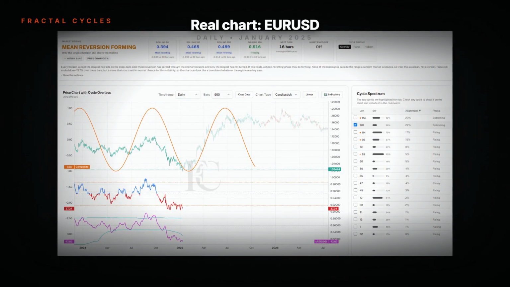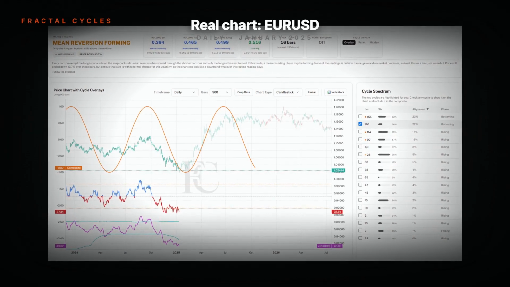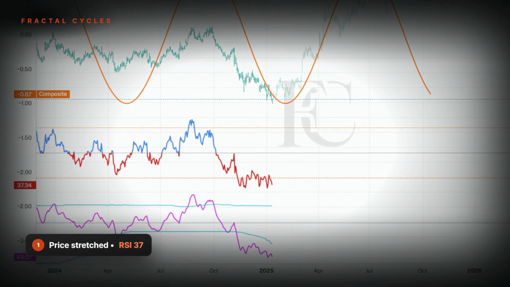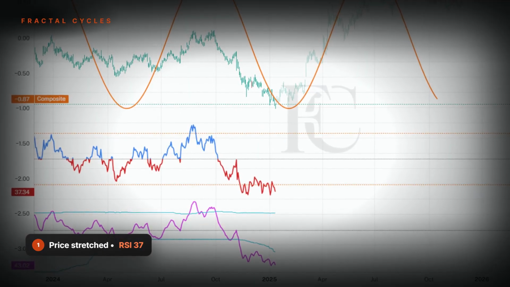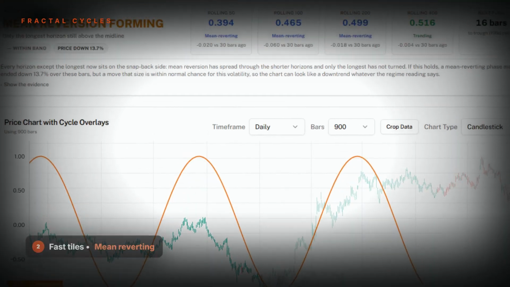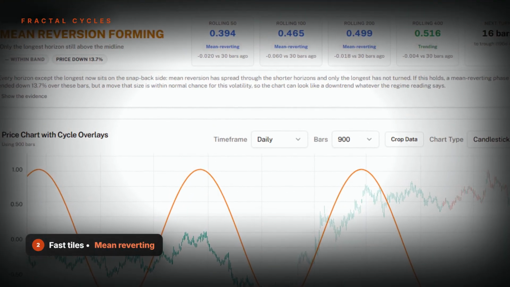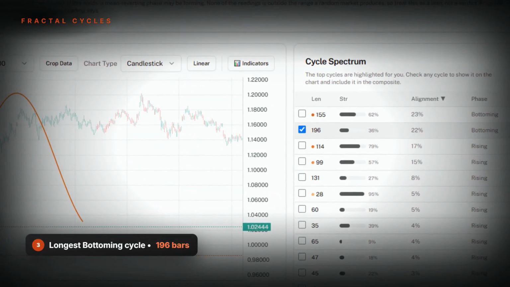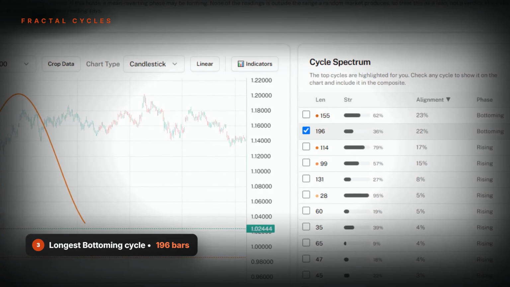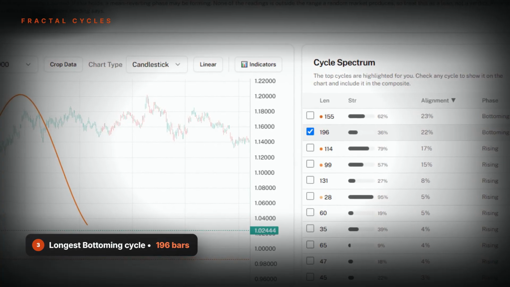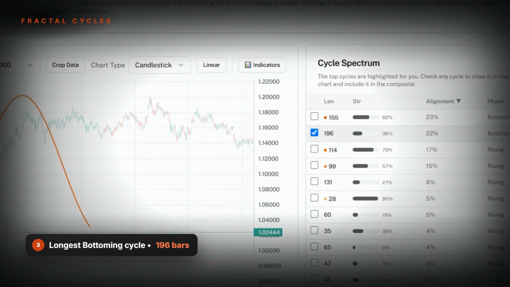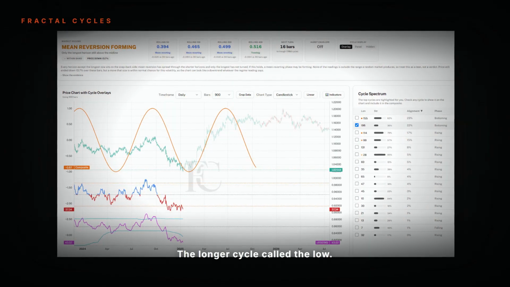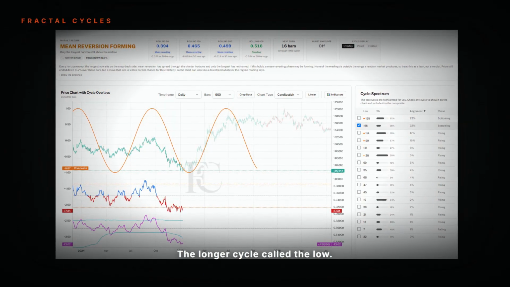Next comes the euro against the US dollar on the daily chart at the start of 2025. RSI was at 37, which means the price was stretched downward once again. Both of the fast tiles read blue as well, and so this market was mean reverting. This time, 2 cycles qualified in the top 5, one at 155 bars and one at 196, and so I take the longer one, which is 196. That cycle's projected low landed right on the major low that kicked off the 2025 rally.